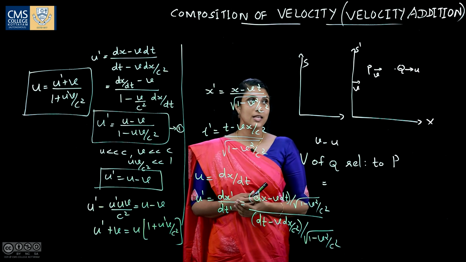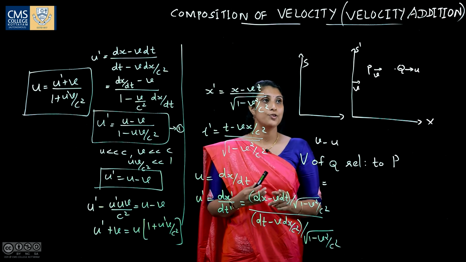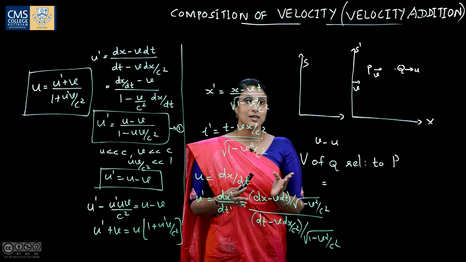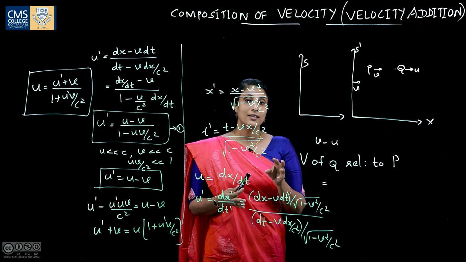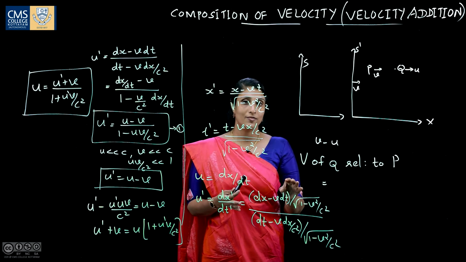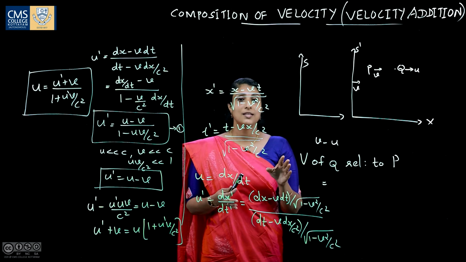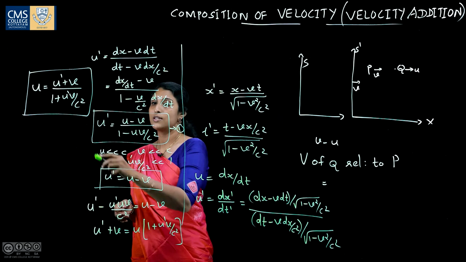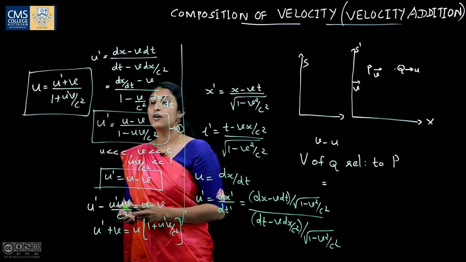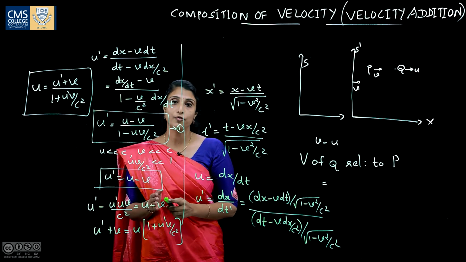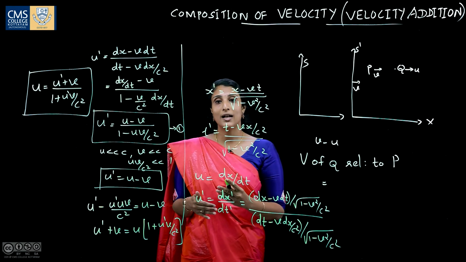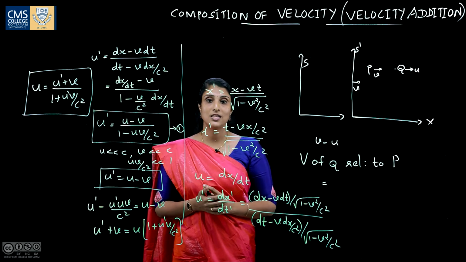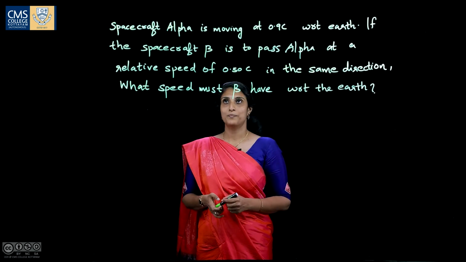But in relativity, the velocity of q relative to p is the velocity of q measured by an observer in the s dash frame, where this s dash frame is moving with a velocity v and the particle p is fixed in the s dash frame. So these are the composition of velocities. This is the relative velocity and this is the proper velocity. So in order to find the relative velocity of one particle with respect to the other, we use this concept in the relativity theory. Let us do a problem.